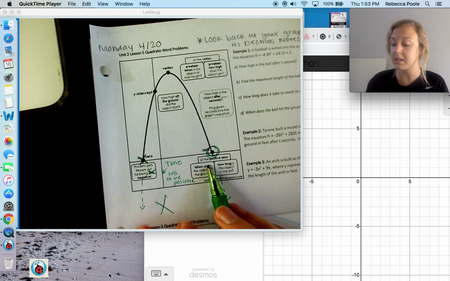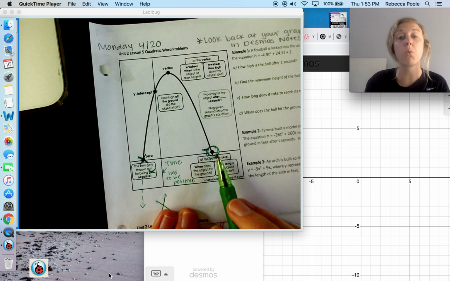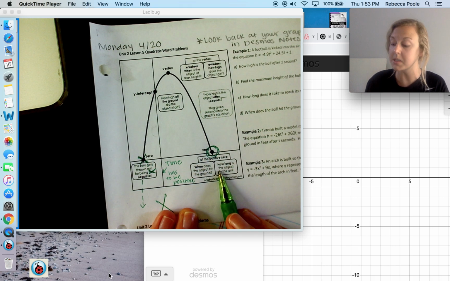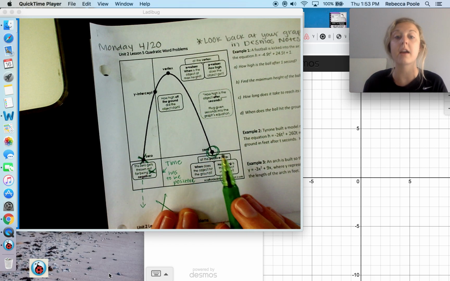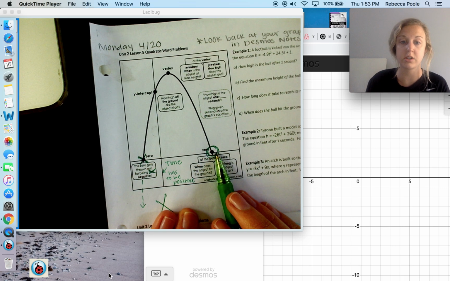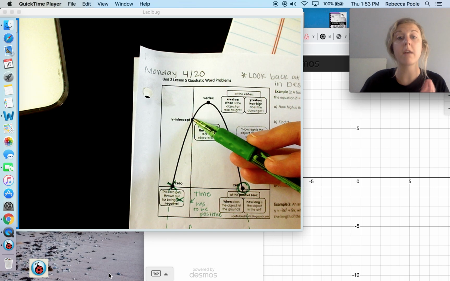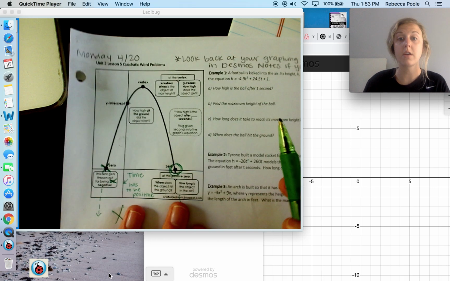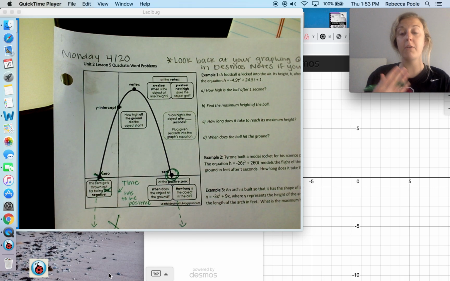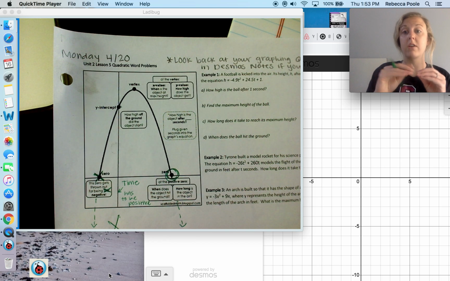So when it says, when does the object hit the ground, it wants that x-intercept. It could also say, how long is the object in the air? Again, it wants that x-intercept, okay? The y-intercept will be wherever the object starts. So if I tell you that we're kicking a football off of a tee, it basically starts at the ground, right, for kickoff.